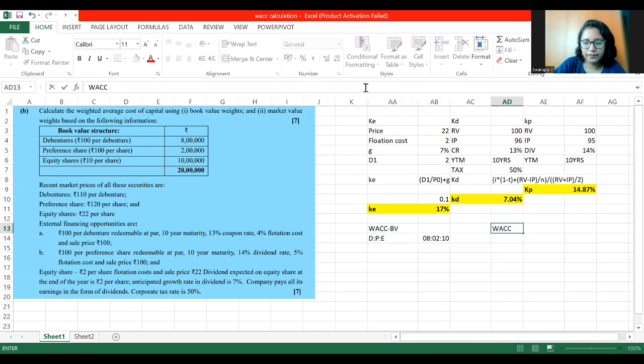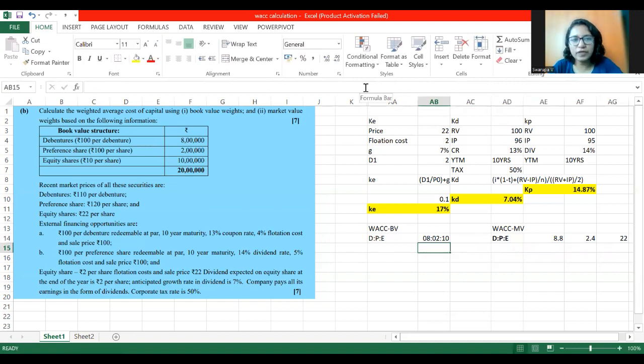Now WACC as per market value, we need to convert the book value into market value. So here the book value is 8 lakh, for 100 per share debentures. So I am converting this 8 into market value: 110 by book value 100, so I'll get the adjusted market value. Preference shares, it is 2 by 100 into 120. And my equity is 10 by 10 into 22. So all the market prices are given in the question. We just have to replot it.